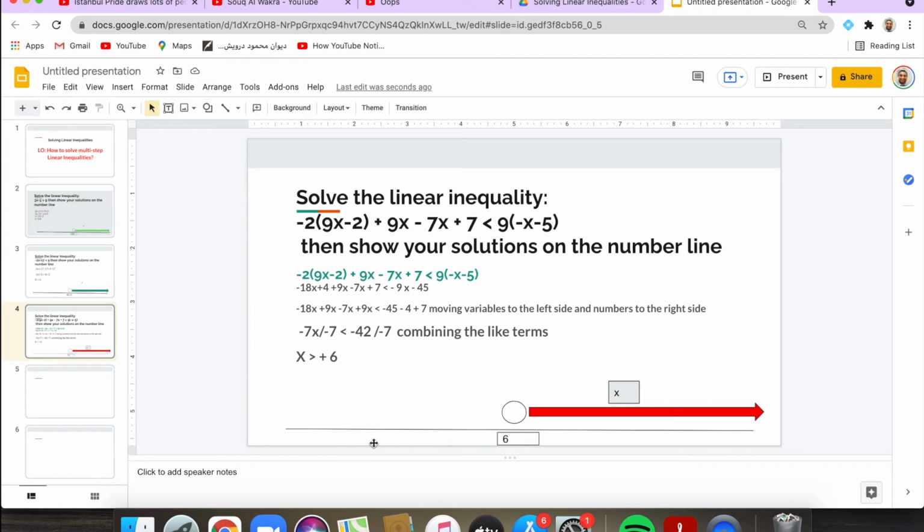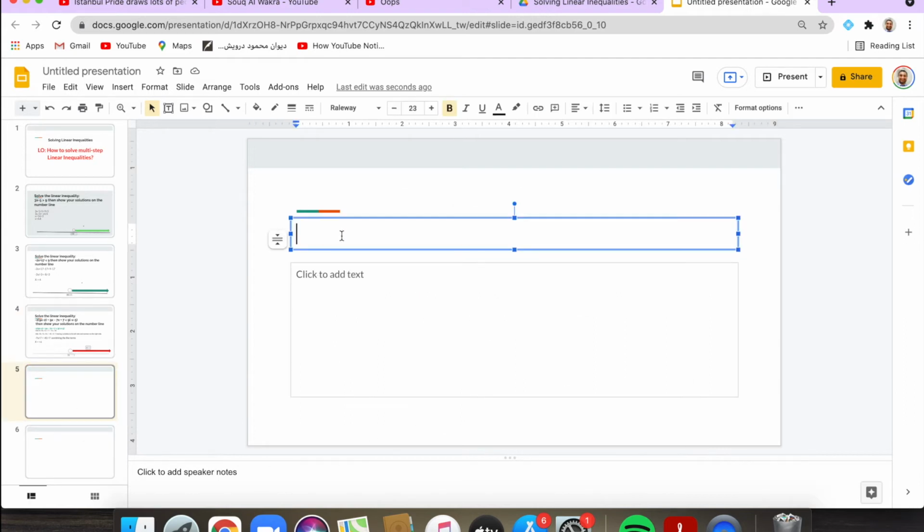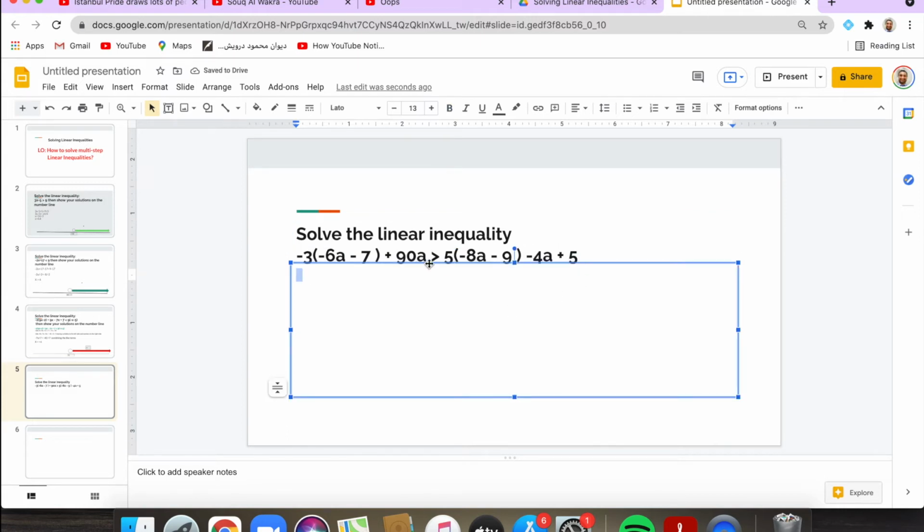One more question, which is the last question before you go to your classwork or homework. Solve the linear inequality. Negative 3, open a parenthesis, minus 6a, I will not write x, minus 7, plus 90a greater than, let's say, 5, open a parenthesis, minus 8a minus 9, close the parenthesis, minus 4a plus 5. Do you want more difficult than this? I think this is enough, right?